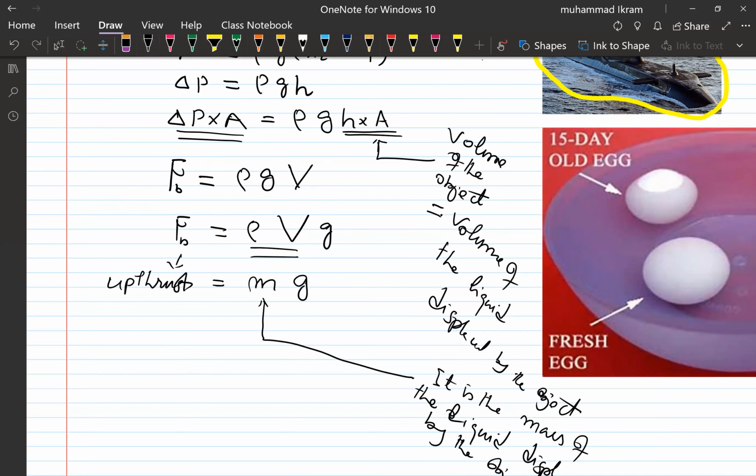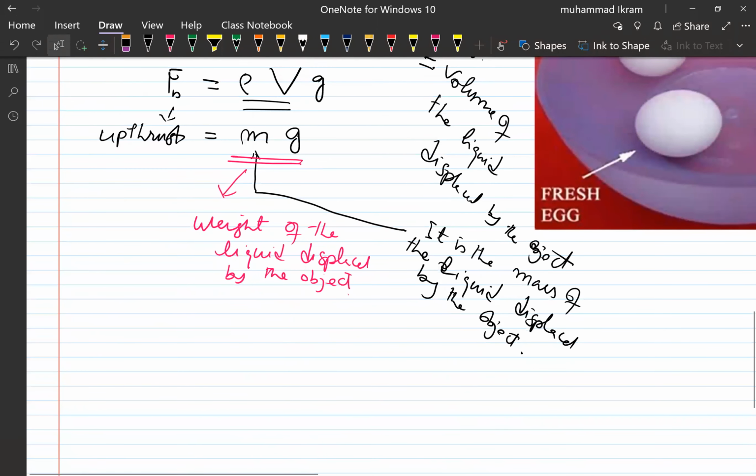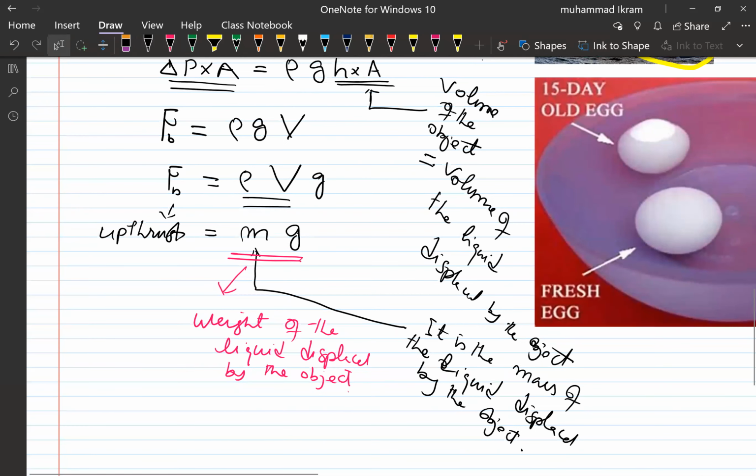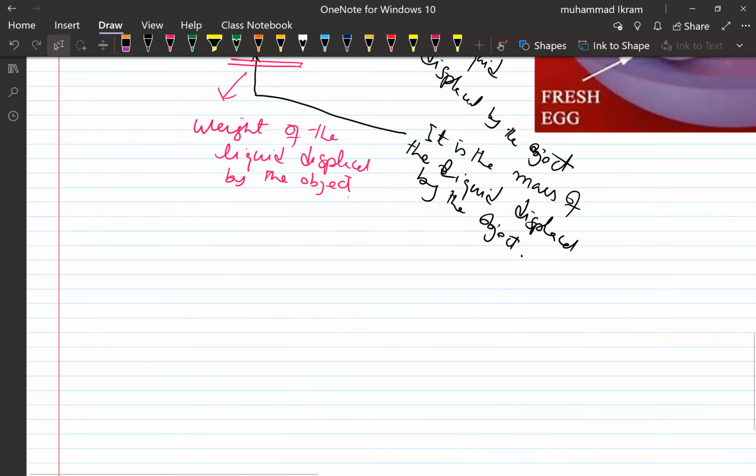So this buoyant force FB will be equal to Mg. And as I already wrote, this is the weight of the liquid displaced by the object. So whenever an object is immersed in a fluid, wholly or partially, there acts a buoyant force, or an upthrust, on it, which is equal to the weight of the liquid displaced by that object. This is known as Archimedes principle, and much of the application I discussed with you. Now the density of an object, how we can use this? The Archimedes principle is used to find out the density of the object, right?